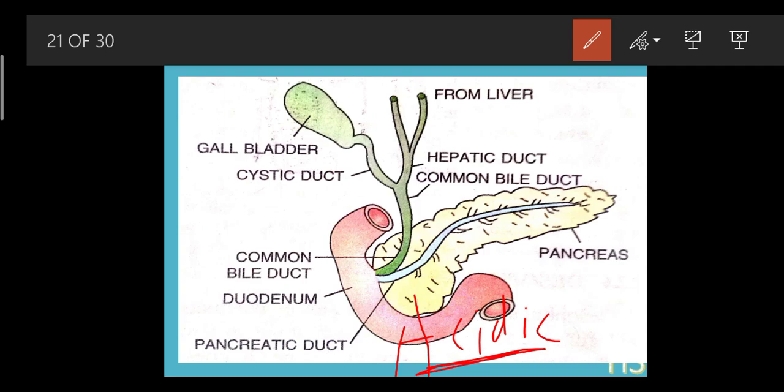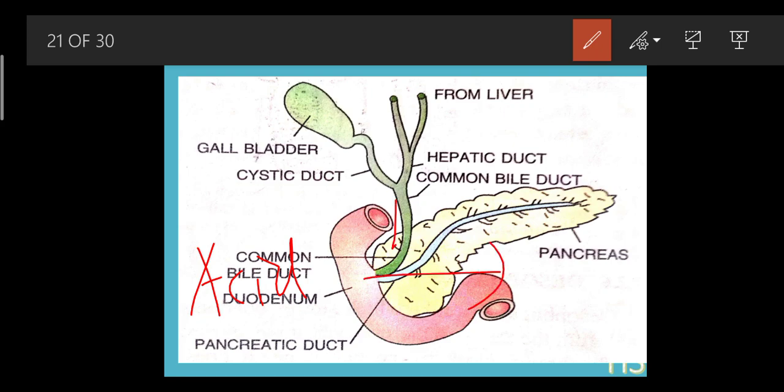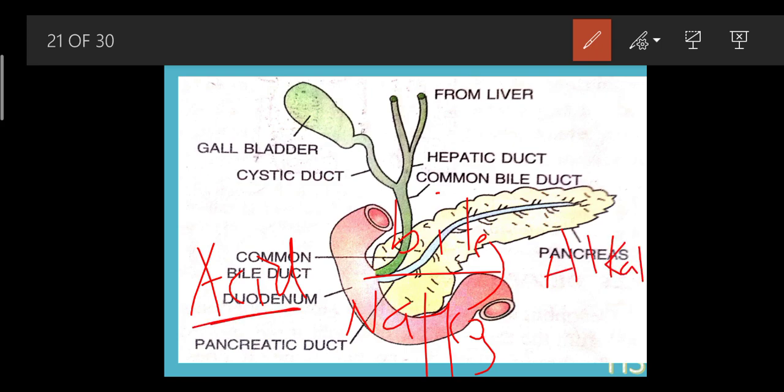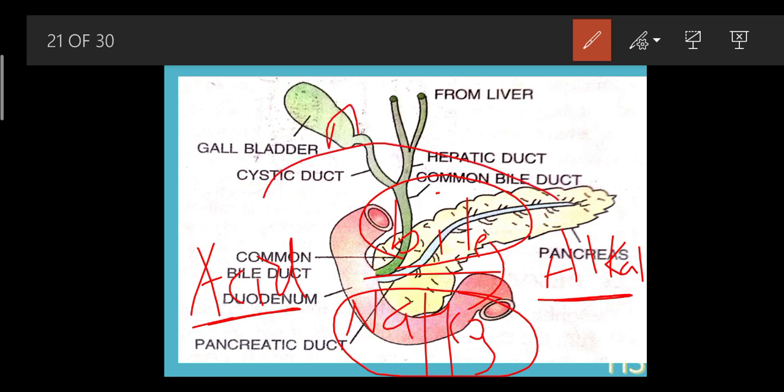So what is going to happen? If this acid moves into the intestine, there would definitely be irritation. So due to the bile and the presence of sodium bicarbonate, it gets converted into alkaline. So acid became alkaline. Why? Due to the presence of the bile and the sodium bicarbonate.